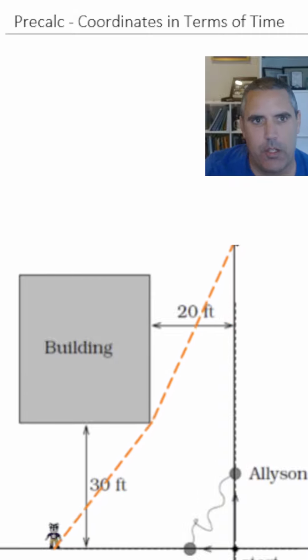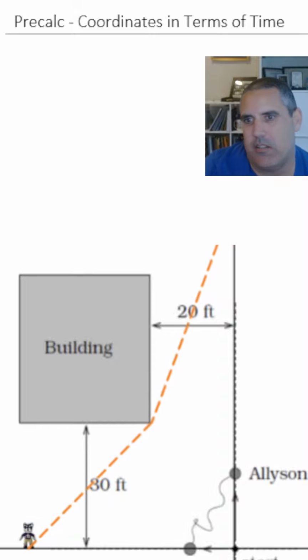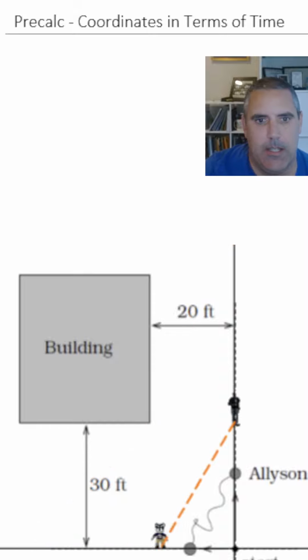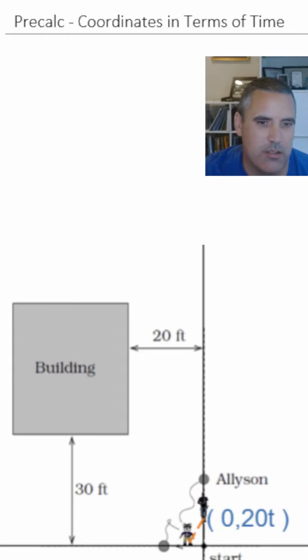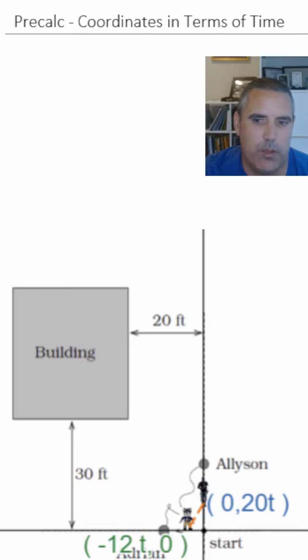Okay, so I have a longer video where I talk about some of these pieces. I just think that's kind of interesting, gets us thinking. But the main thing is that the problem says that Allison's going 20 feet per second. So you can label her location 0, the y coordinate 0, 20t, and you can label the x coordinate. Adrian is going 12 feet per second.